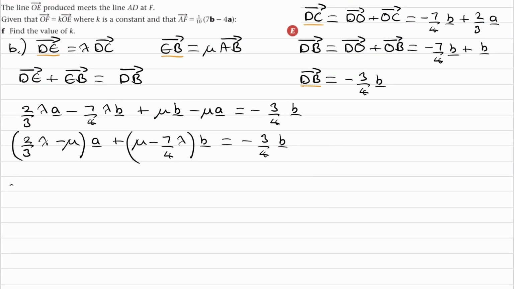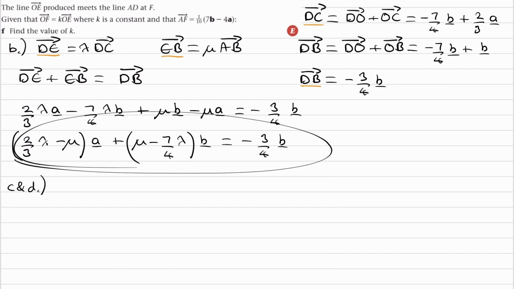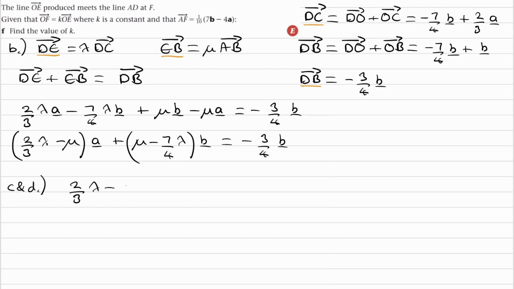So I'll do these together. We want to solve this equation here. So the coefficients of a on the left-hand side should equal the coefficients of a on the right-hand side, which is 0. So then we end up with 2/3 lambda minus mu is equal to 0. And similarly, the coefficients of b should also be equal on both sides of the equation. So we get mu minus 7/4 lambda is equal to minus 3/4.